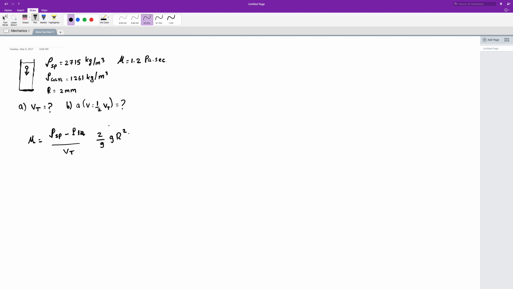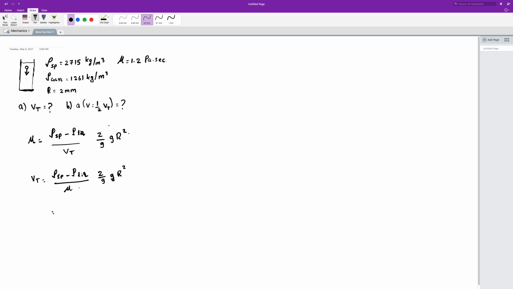So first of all, we have Vt right here, so I can swap this one to the other side of the equation and bring the viscosity to here. Therefore, Vt is going to be equal to rho sphere minus rho liquid, divided by the viscosity, that's mu, multiplied by 2 over 9 g r square. So g is going to be the acceleration of gravity, right? Here we have all the information, it's provided. So let's apply that one here and find the final answer.